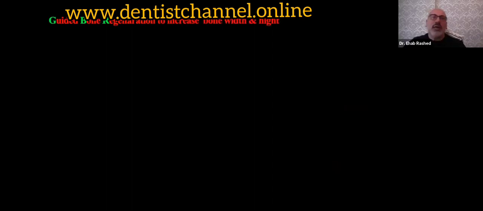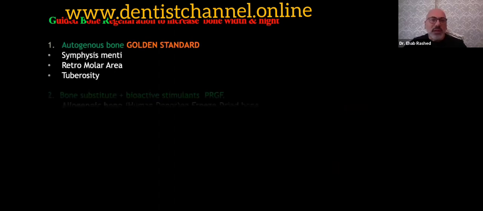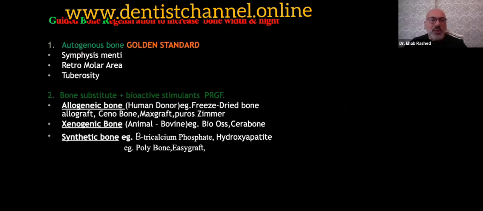So this is an indication, as I mentioned earlier, but sometimes we need to understand where we can take the bone from, or what kind of bone we should take. When we take the bone from the patient, this is called autogenous bone, and this is the gold standard. We can always take this bone from one of 3 points: either the symphysis menti, the retromolar area, which is my area of choice, and also the tuberosity, which I also sometimes take bone from, because that bone is quite porous and has lots of bone cells at the site.